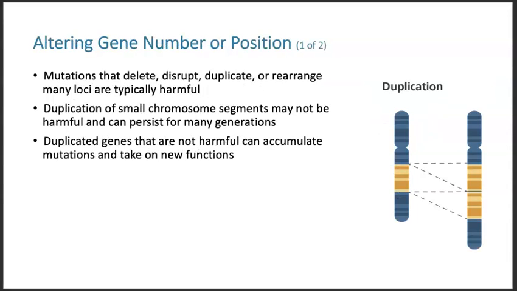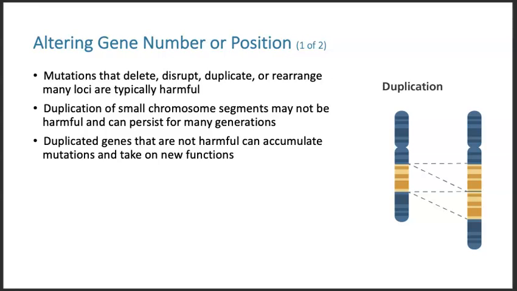Any mutation that deletes a region of a chromosome or disrupts a gene, or even duplicates a gene, remember we talked about gene duplication before, where the entire gene is repeated, or even rearranging, translocation of genes, these are typically harmful. But interestingly, gene duplication, especially of small chromosome segments, may not be harmful and actually can be helpful. They can persist for many generations.